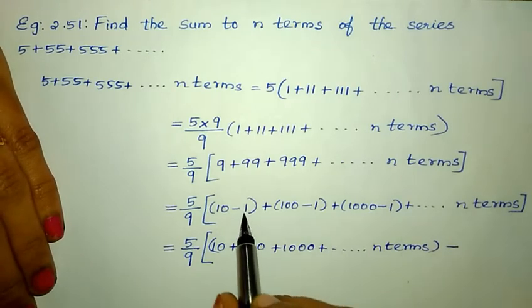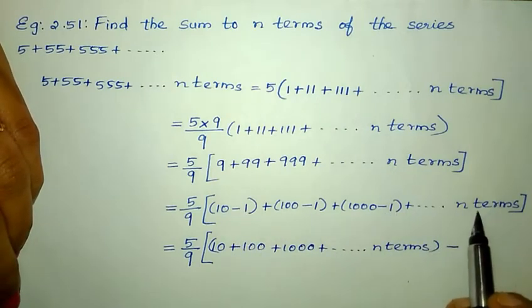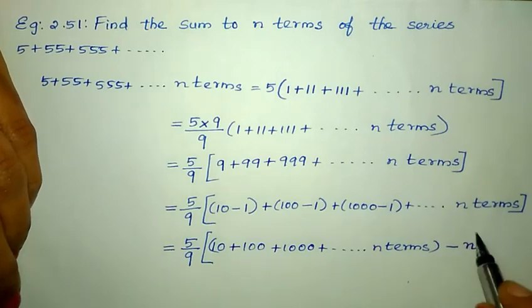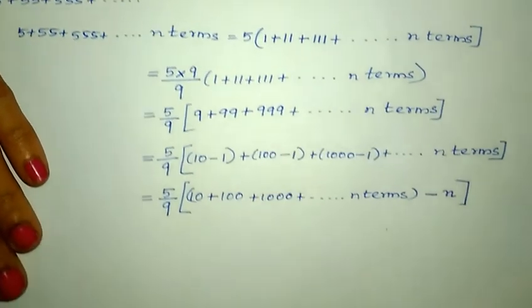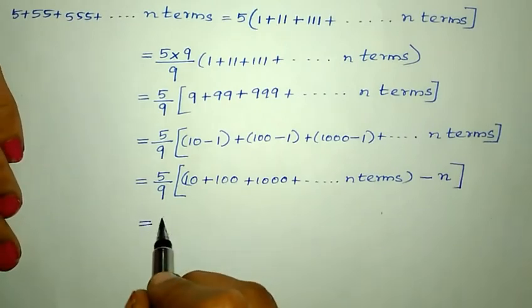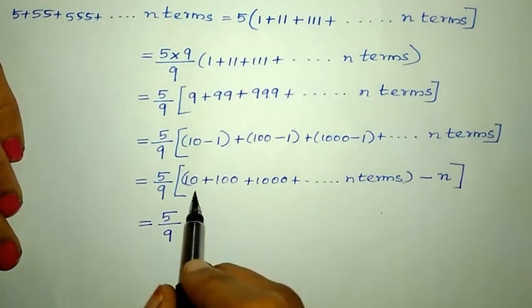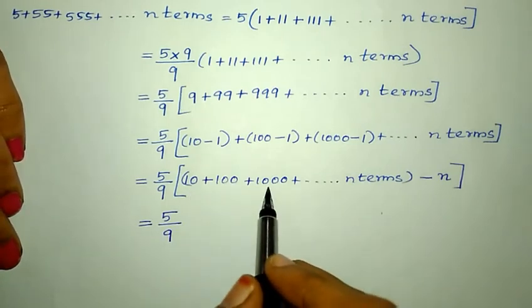Minus, here how many ones are there? Minus 1, minus 1, minus 1, minus 1 up to n times. So minus n, which is equal to 5 by 9. Here see this 10, 100, 1000 etc.